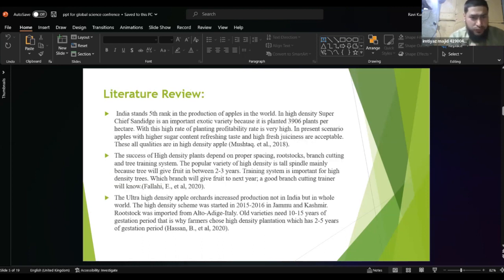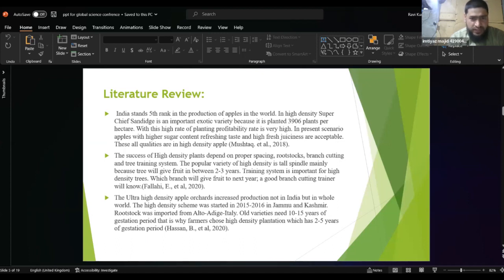Here is the literature review. India stands 5th in the production of apple in the world. In high-density apple, Super Chief Sandidge is an important exotic variety because 3,906 plants are planted per hectare. With this high rate of planting, the profitability rate is very high. In the present scenario, apples with high sugar content, refreshing taste, and high juiciness are acceptable. All these qualities are in high-density apple.